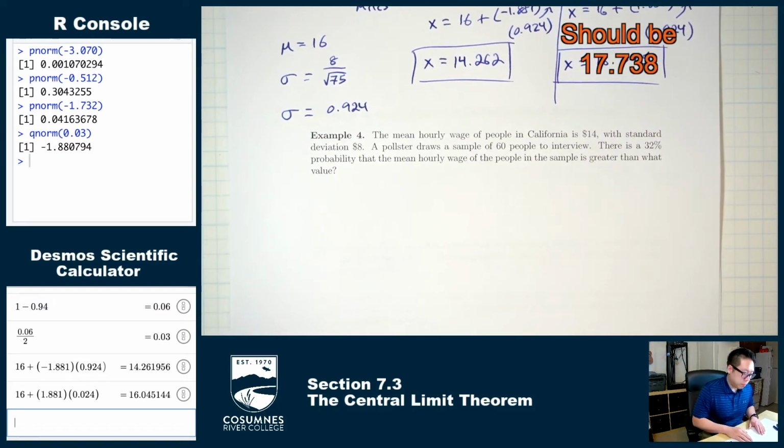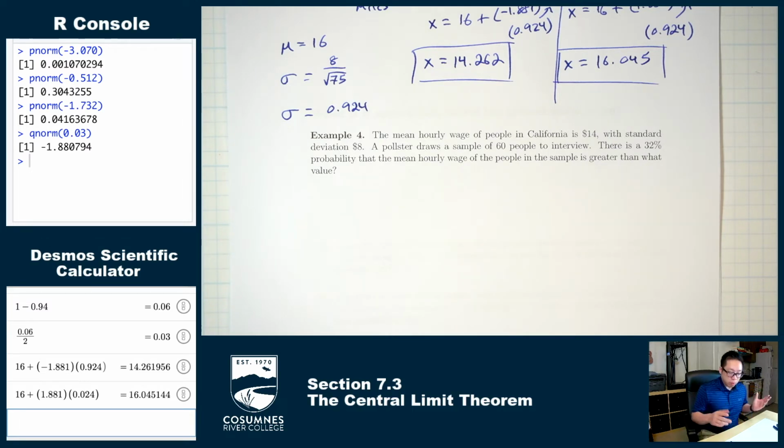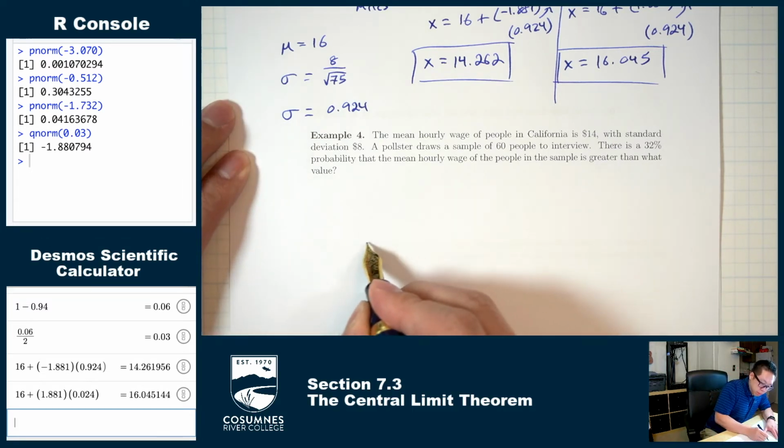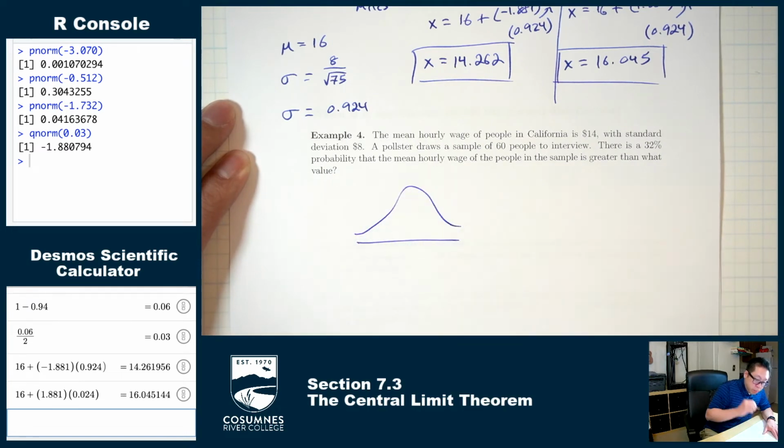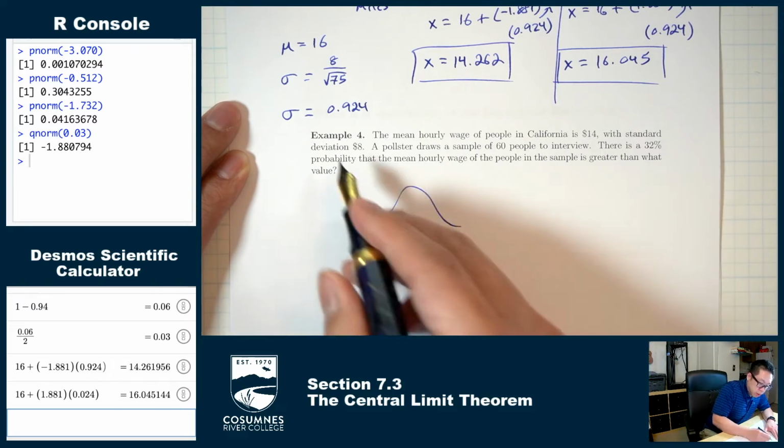Example 4. The mean hourly wage of people in California is $14 with standard deviation 8. A pollster draws a sample of 60 people to interview. There's a 32% probability that the mean hourly wage of people in the sample is greater than what value? First thing I need to do is draw my picture. Put the mean in the middle. Our mean here is the 14. To remind myself later on, this 14 is dollars. It's the hourly wage.